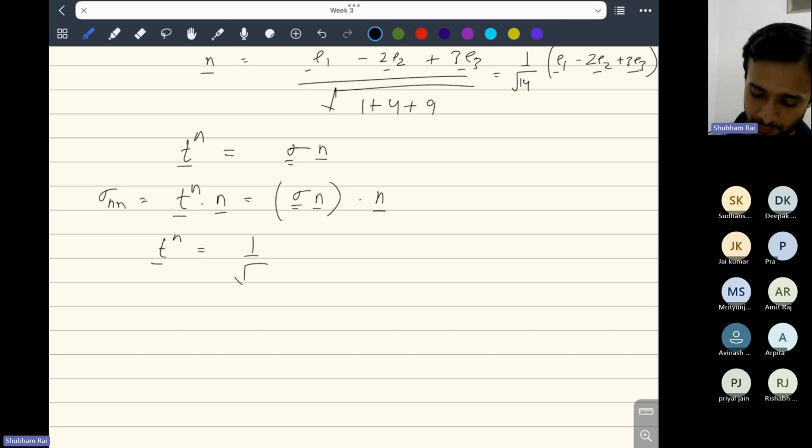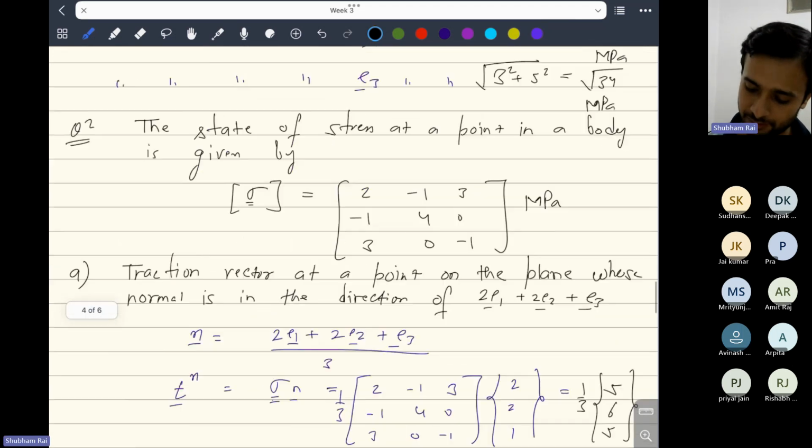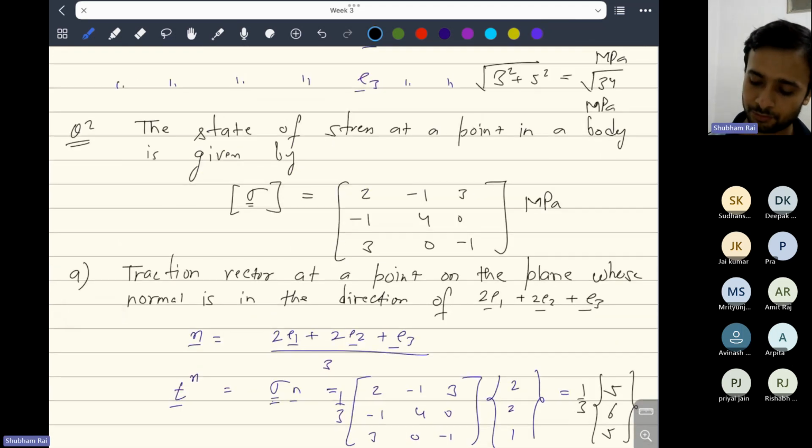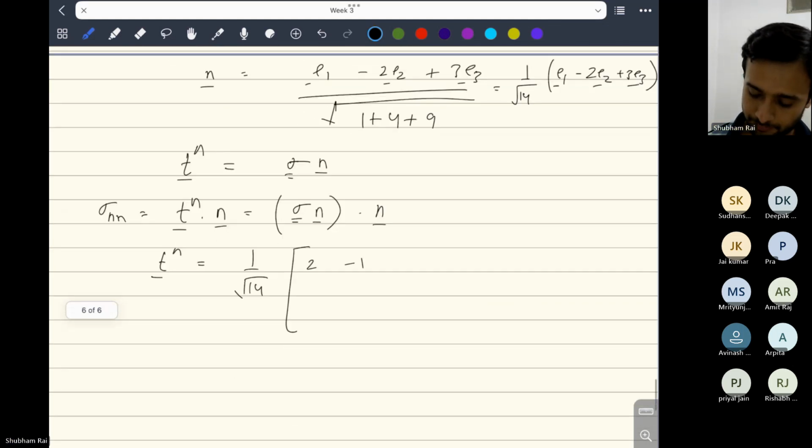So we get 1 over square root of 14. Sigma is given as the previous one only. So that is 2, minus 1, 3; minus 1, 4, 0; 3, 0, minus 1. Right, and this 1 over square root of 14 is coming from this normal vector, and the rest of the components will be here: 1, minus 2, and 3. Right.